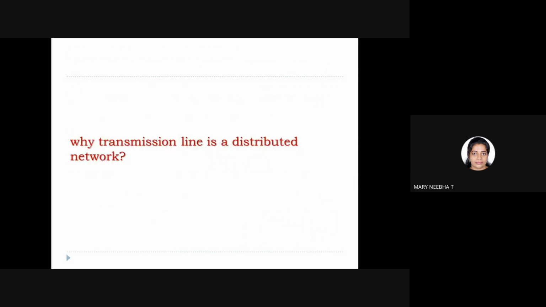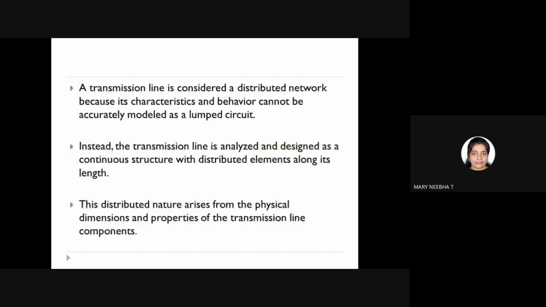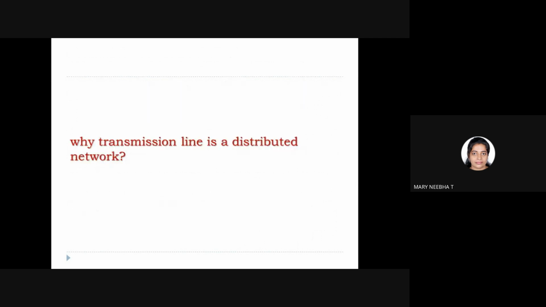So why is a transmission line a distributed network? A transmission line is the best example of a distributed network. What is the difference between a distributed network and a lumped network? Lumped network means the physical components are physically realizable. That means the resistor, capacitor, inductor and conductor can be physically realized. We can take them in our hand and check them, and if we want to insert them, we can insert them.